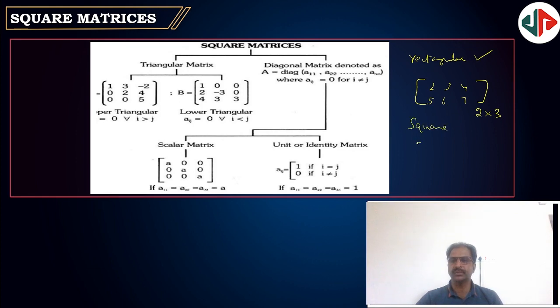Next, square matrix means a matrix in which number of rows and number of columns are equal. For example, this is a matrix having 2 rows and 2 columns. So its order is said to be 2 by 2 and it is known as square matrix. Rectangular means number of rows and number of columns are not equal. Square matrix means number of rows and number of columns are equal.